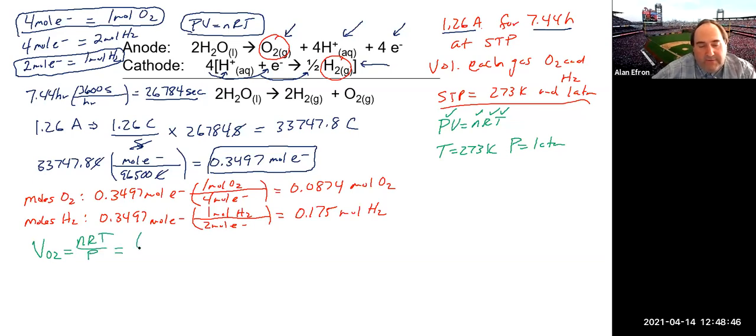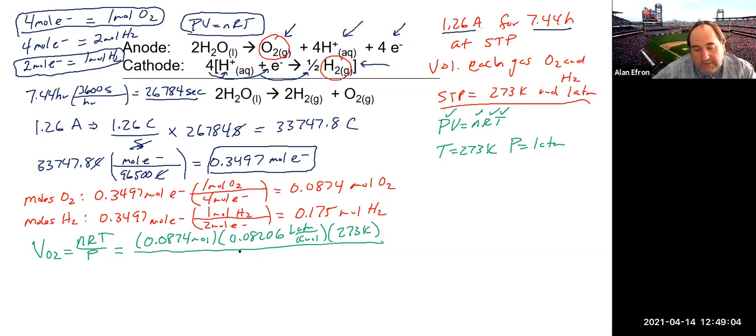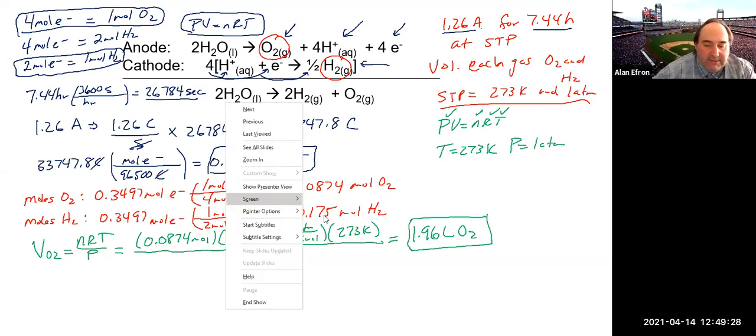That's going to give us our moles of oxygen, 0.0874 moles. Our gas constant, 0.08206 liter atmosphere per Kelvin mole. Our temperature being 273 Kelvin, all divided by our pressure here, which was 1 atmosphere. Everything will cancel out except for liters, and we will end up with 1.96 liters of O2 would be collected in this electrolysis cell.